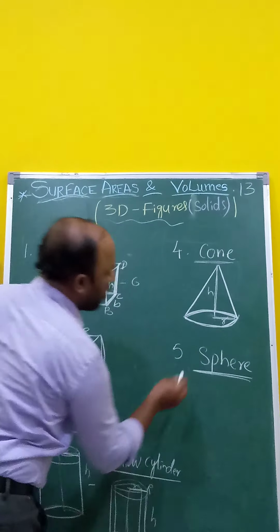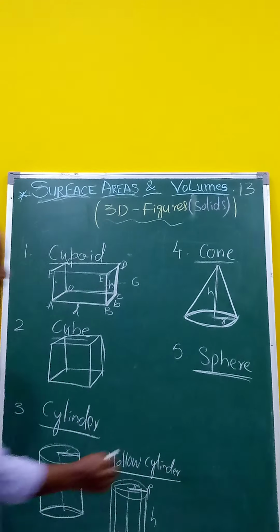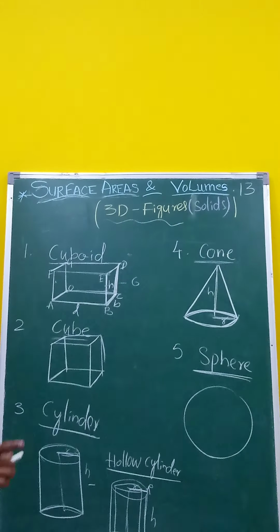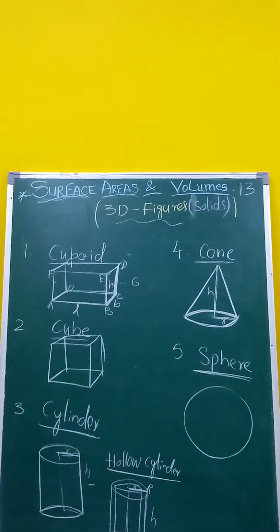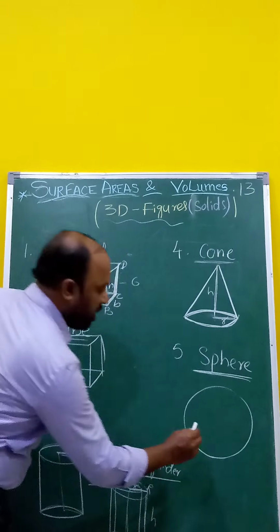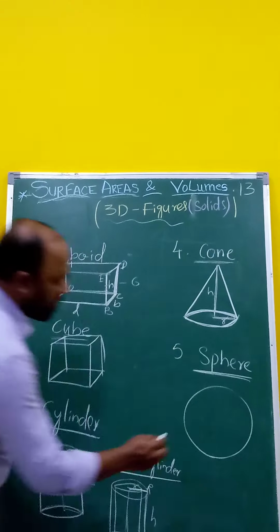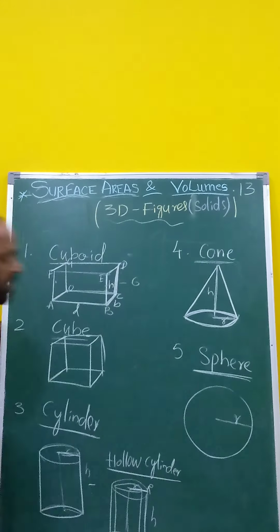Then the next new figure is the sphere. A sphere is exactly your basketball, or a normal ball, or a cricket ball. It's totally different from a circle. Don't compare circle and sphere. A sphere is a ball, and a circle is a two-dimensional figure. This one is a three-dimensional figure. Example: a basketball. Radius R is present in this.